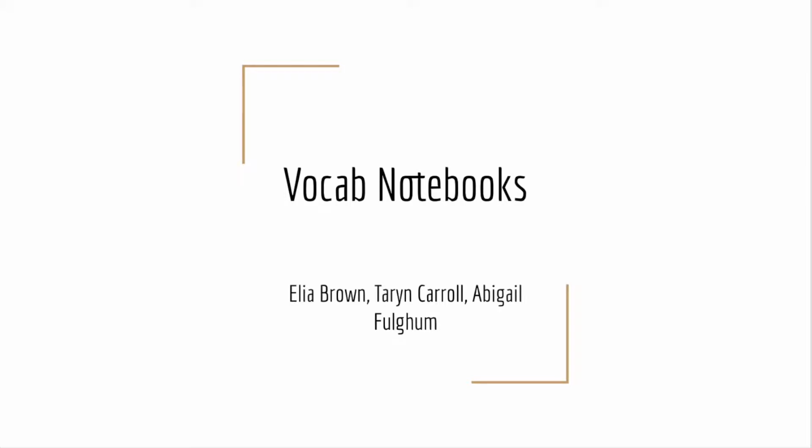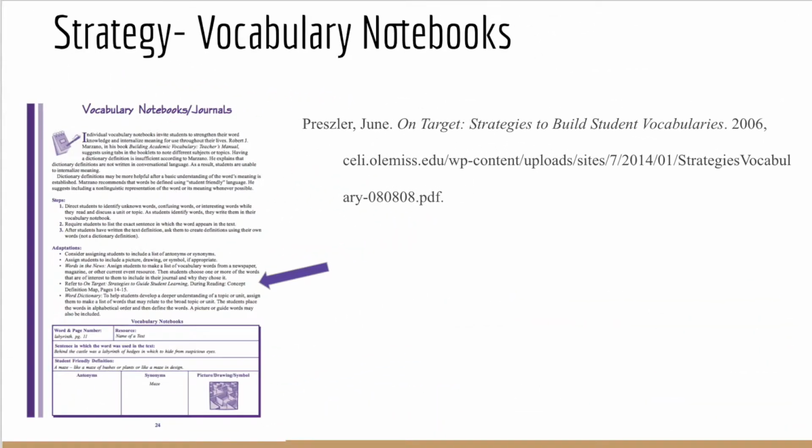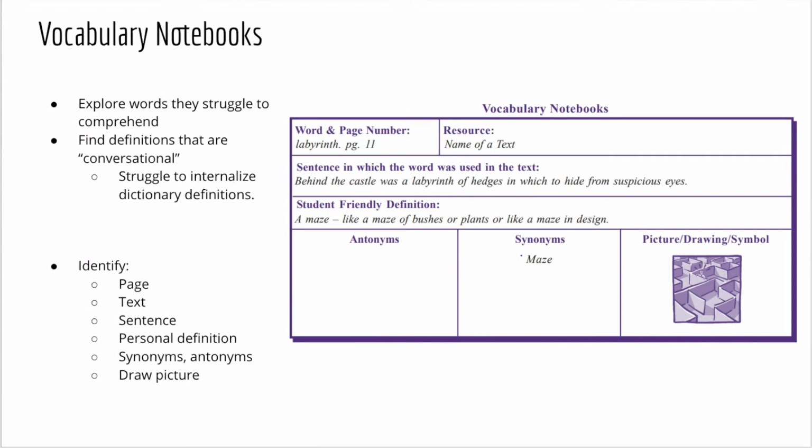Hello, today I'm going to talk about a vocabulary strategy called vocab notebooks. This strategy works well for all 6 through 12 students, and we believe this is a good tool, especially for art classes. This activity can be done as a class or individually.